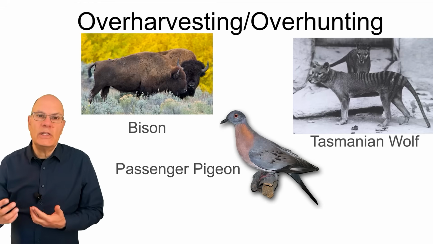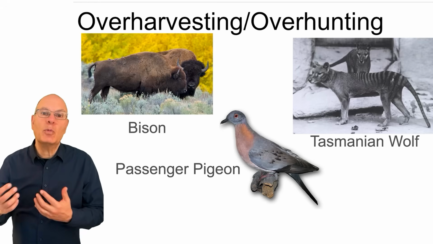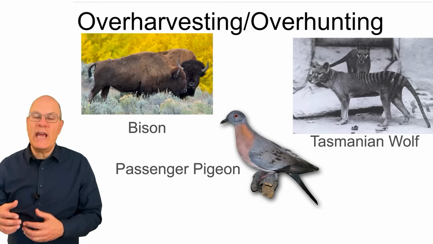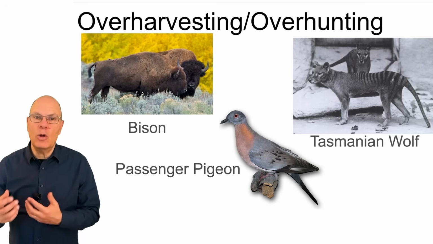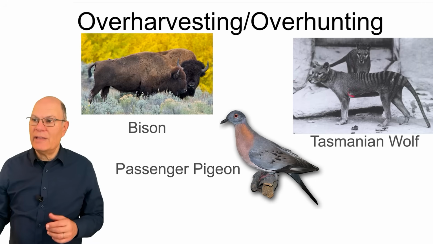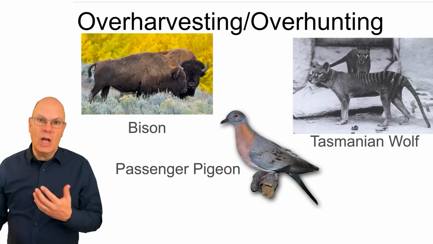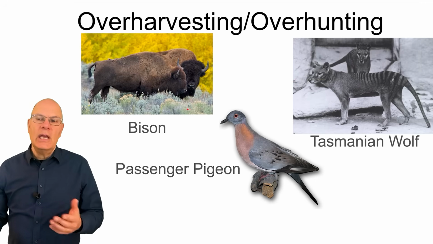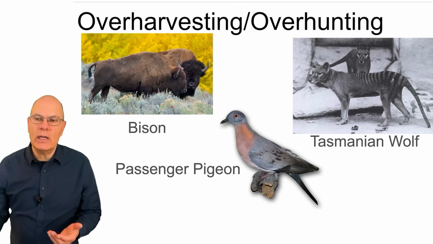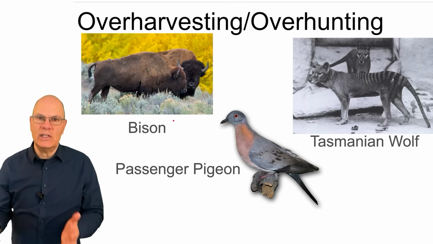Another thing that humans have done is we've overexploited resources, and that can be through overharvesting or overhunting. In the case of the Tasmanian wolf and the passenger pigeon, these animals were hunted to extinction. In the case of the American bison, to the brink of extinction.